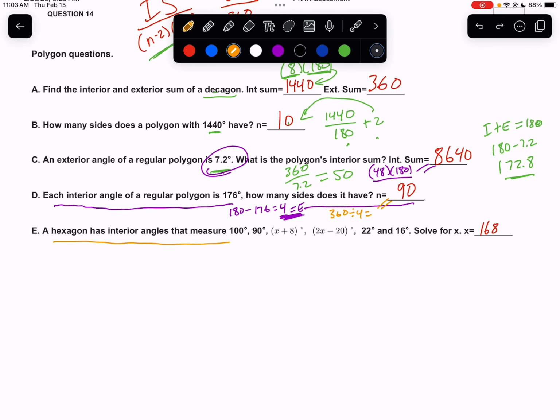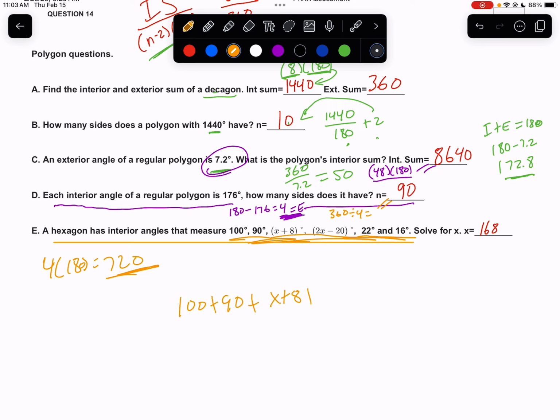A hexagon has interior angles that measure those things. Oh, those are interior angles. So I would do 4 times 180, and that'd be 400 plus 320. That's going to be 720. So what do these angles have to add up to? 720. So 100 plus 90 plus x plus 8 plus 2x minus 20 plus 22 plus 16. Add them all together, right? That's 1, 2, 3, 4, 5, 6 angles have to add to 720.